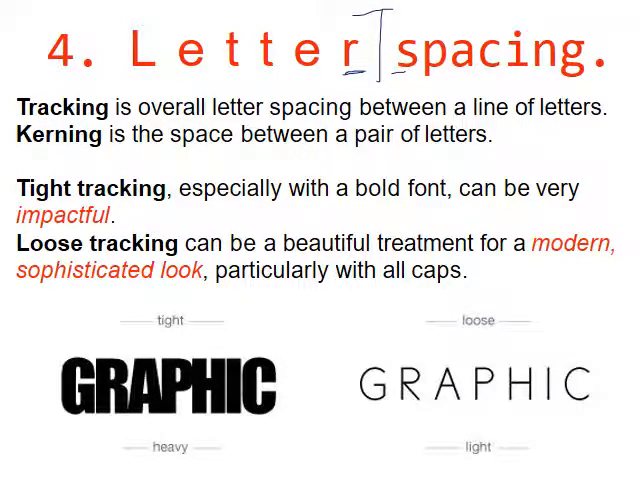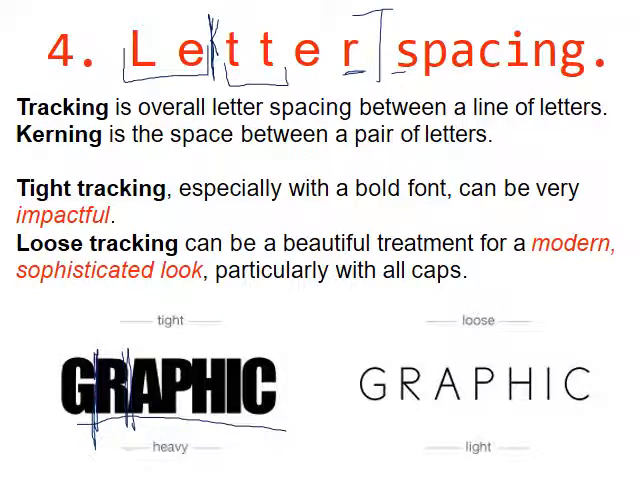So, a pair of letters is E and then itong dalawang T. So, ang tawag dito sa space dito ay kerning. Okay, so let us put narrow K dito. So, kerning. So, pag sabi natin tight tracking, especially with bold font, can be very impactful. Okay, so this is an example of tight tracking. Bakit? Kasi wala naman ditong nakalagay na masyadong space. So, this is a tight tracking. It looks heavy, okay? Kasi nga makakapal.